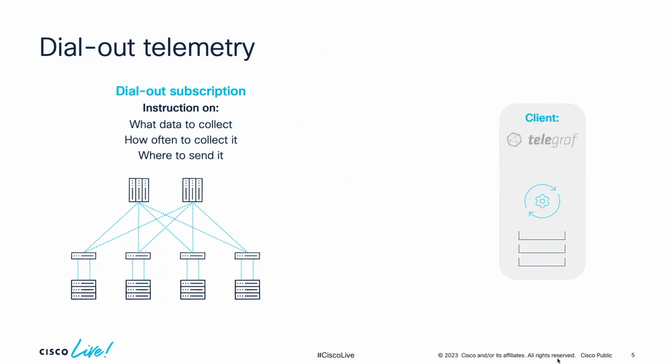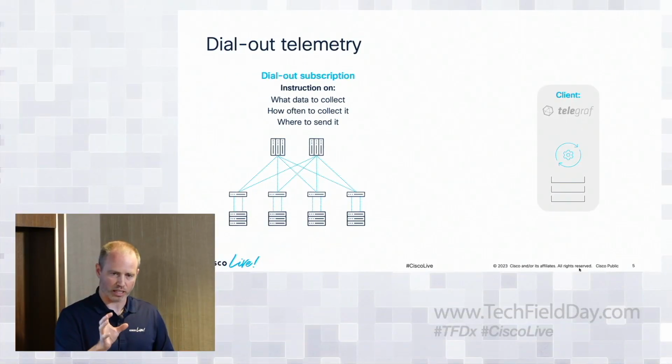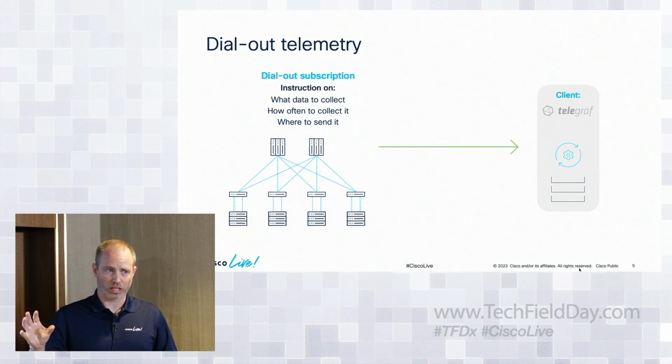Now, telemetry, there's two ways of doing it. There's dial-out telemetry and there's dial-in telemetry. Dial-out telemetry is where all of the configuration, all of the parameters that you want, is part of the running configuration on the switch. So you say, what data do I want to gather? How often do I want to gather it? And where do I want to send it? And that's part of the running configuration, applied on the switch. And then the switch initiates that connection outbound to a client.